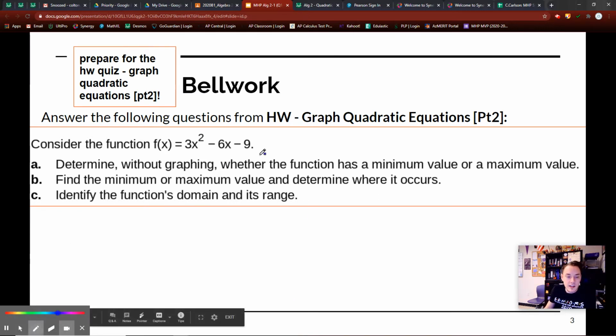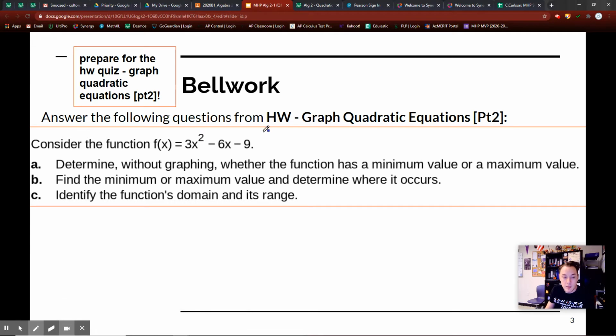So this one, consider the function. This is in standard form. And then I want to determine, without graphing, whether the function has a min or max. Then find the min or max value and determine where it occurs. So this is basically like saying find the vertex. And then identify the function's domain and range. I'll probably go a little bit further and find the x-intercepts as well, just because I think it's helpful. So I'll even probably do D, find the x-intercepts.